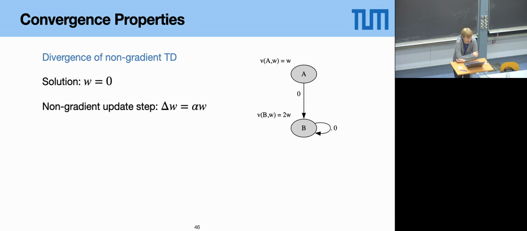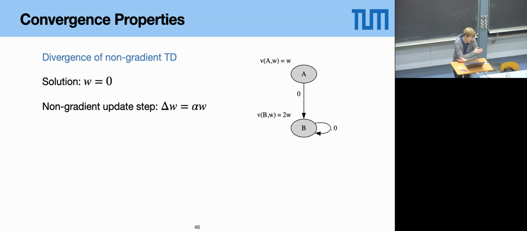And if you do the math, that leads to this update equation on w that you can see here. And unfortunately, it's an exponentially increasing function, so it does not converge to zero. It's not a sign error or something, but it's really the true update. And this is sort of a problem.